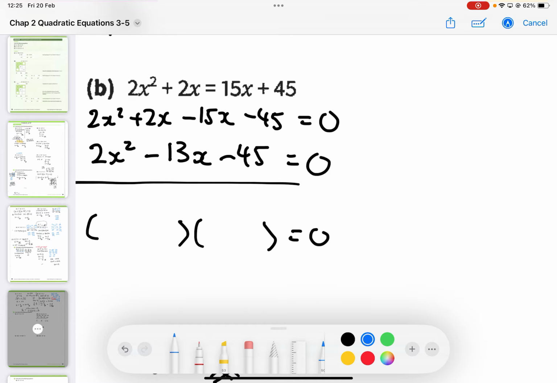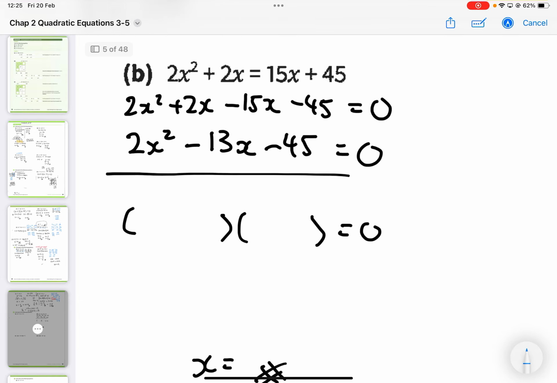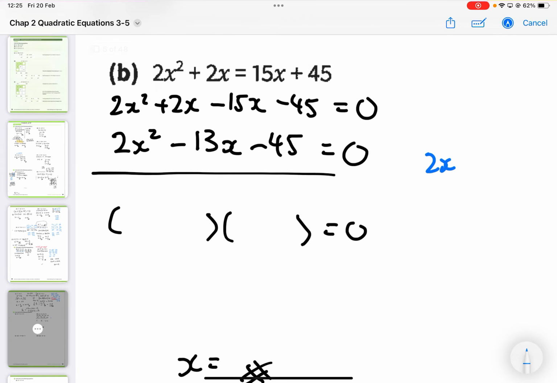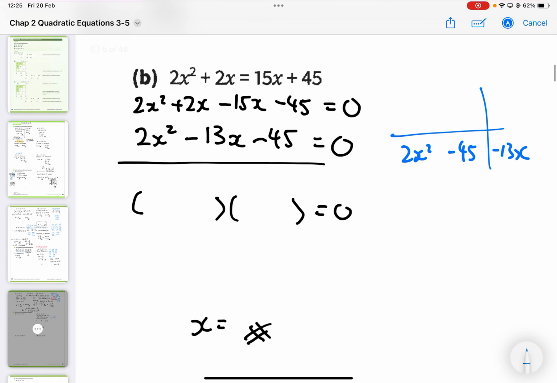Okay? Once I get to this equation, once I get to this step, I can do my factorization already. Then I will have my 2x squared, I will have my minus 45, I will have my minus 13x. 2x squared can only be x times 2x. Then 45 can be 1 times 45, 3 times 15, 5 times 9.